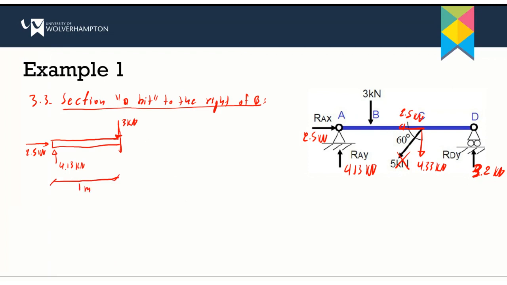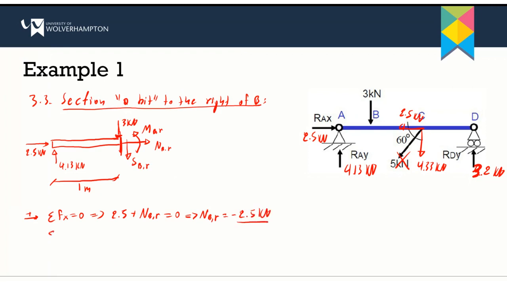Once again, the internal forces have exactly the same direction, it doesn't change. But now I will call them MBR, NBR, and SBR. So the sum of forces in x direction has to be equal to zero. Let's assume that the ones pointing to the right are positive, so 2.5 plus NBR equals zero, or NBR equals negative 2.5 kilonewtons.